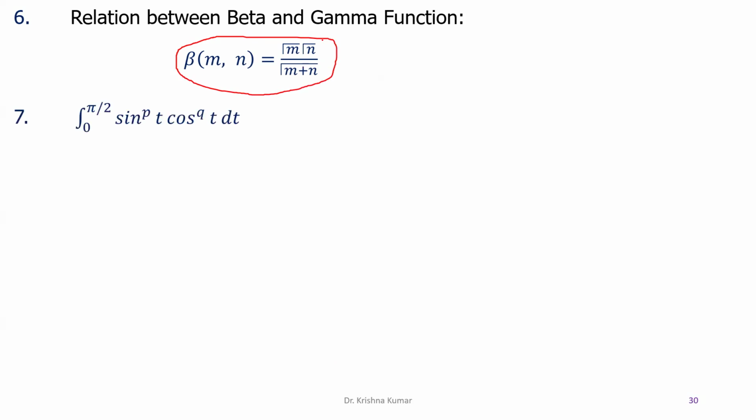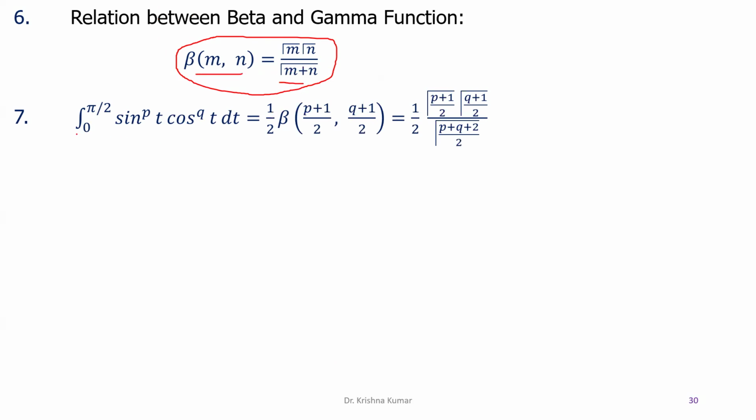Property number 7, we have already seen this one, and it can be written as, if we apply this relation between beta and gamma function, 1 upon integration of sine to the power p t cos to the power q t under the limit 0 to pi by 2 with respect to t, which is equal to 1 upon 2 beta of (p plus 1) by 2, (q plus 1) by 2. So if we apply the above formula, we can write 1 upon 2 into gamma of (p plus 1) by 2 into gamma of (q plus 1) by 2 whole divided by gamma of (p plus q plus 2) upon 2.